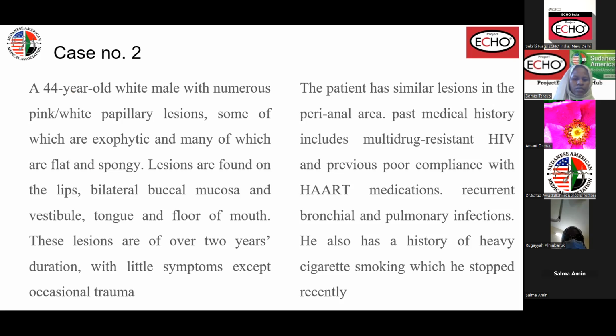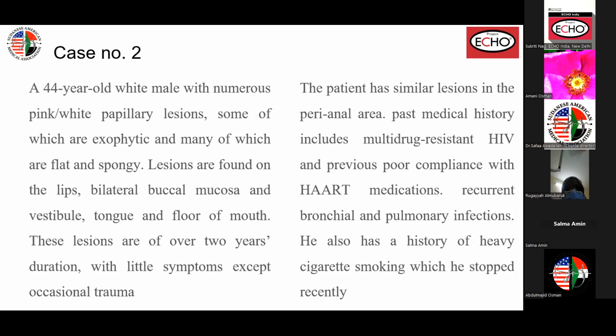So it covers quite a lot of the oral cavity, except maybe the palate. Every other area in the oral cavity contains some of these multiple lesions. The lesions are of over 2 years duration, so the patient has had them for quite a while. But there are few symptoms except occasional trauma when the patient catches the lesions between his teeth while he's eating.